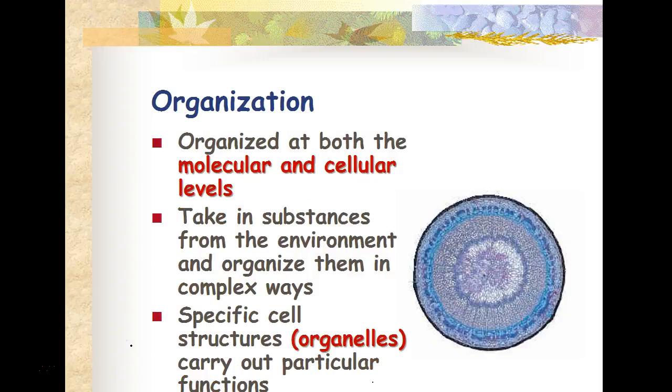So, organization. Organisms are organized at both the molecular and the cellular level. Living things take in substances from the environment and organize them in complex ways. For example, we humans take in oxygen from air and glucose as fuel. But how we handle those things once they're in the body is different depending on if you're a plant or an animal. What do you do with those compounds once they get into your body?